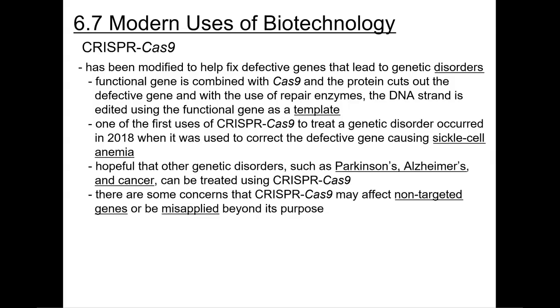One of the first uses of CRISPR technology to treat a genetic disorder occurred in 2018, when it was used to correct a defective gene causing sickle cell anemia. Hopeful that other genetic disorders such as Parkinson's or Alzheimer's or cancers can be treated using CRISPR-Cas9. They're working on those now.